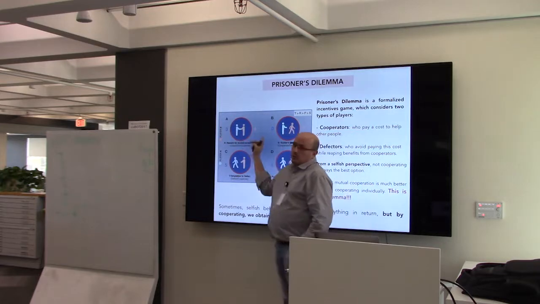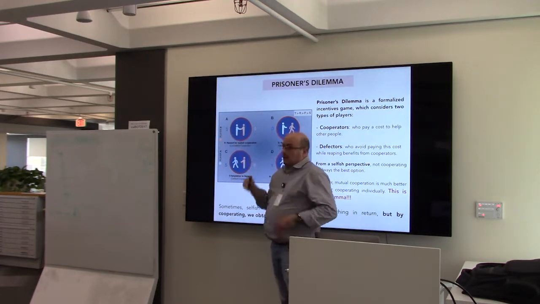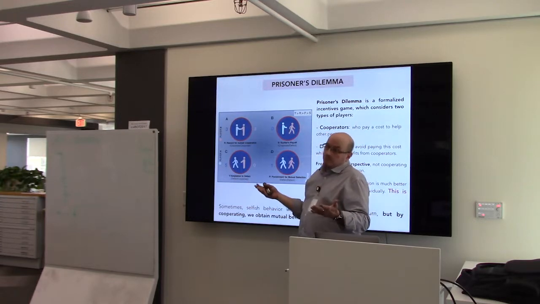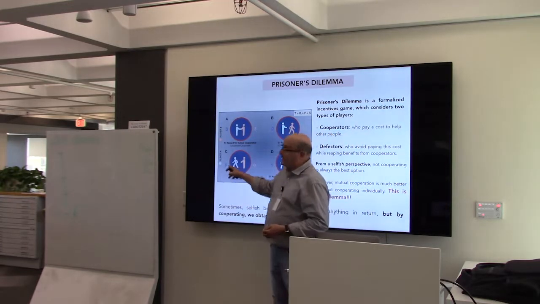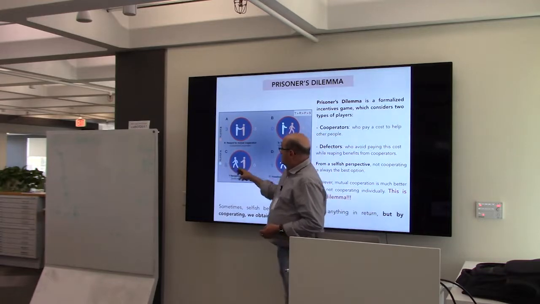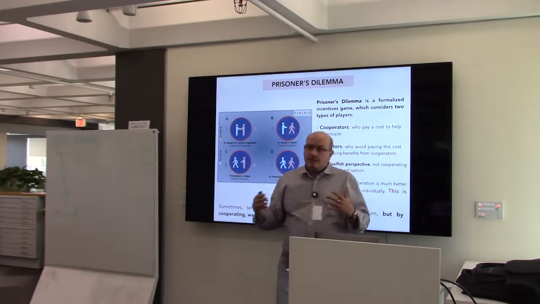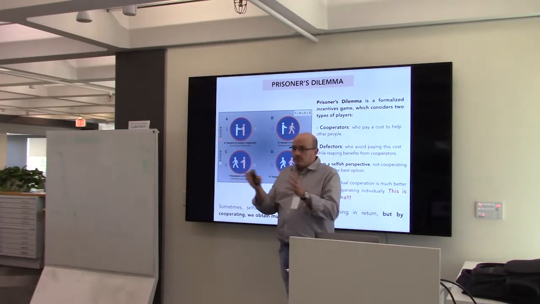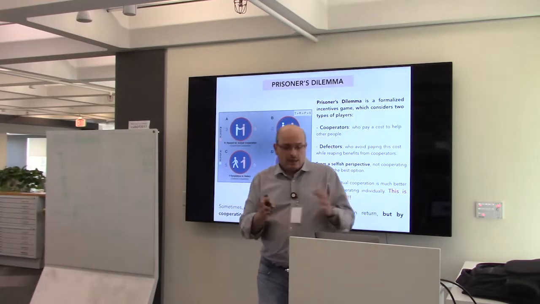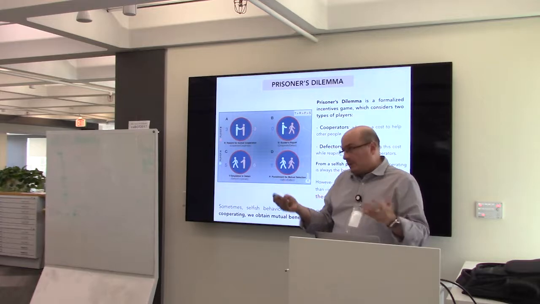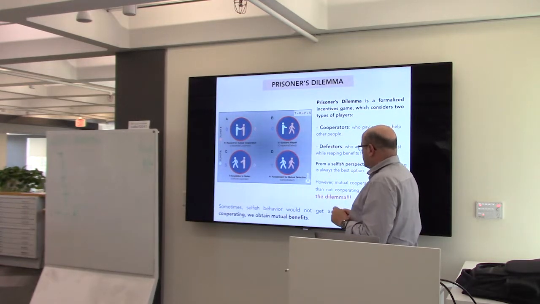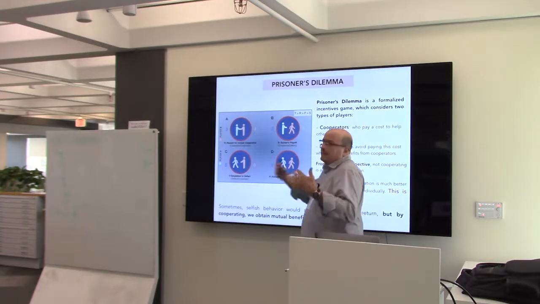But if both were cooperators, the total wealth for both players would be higher than with unilateral defection. That's the problem here. That's where the dilemma is: what is best for you from an individual point of view, and what is best for both of you, for a collective game. So this is the dilemma.